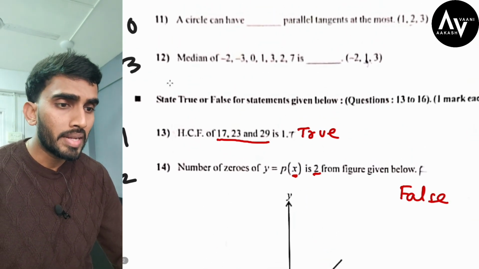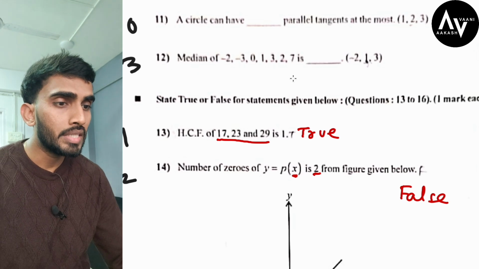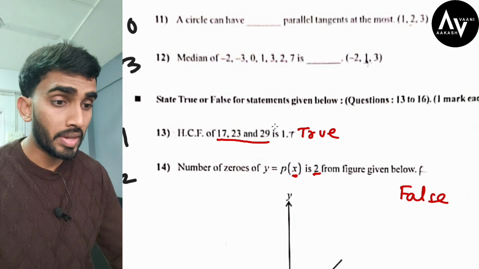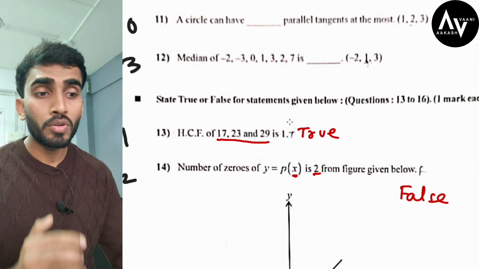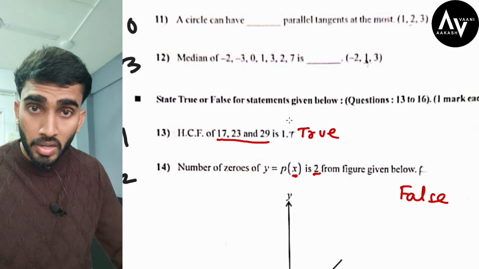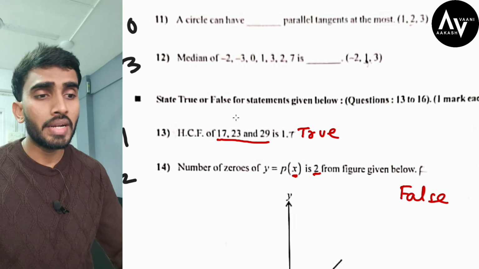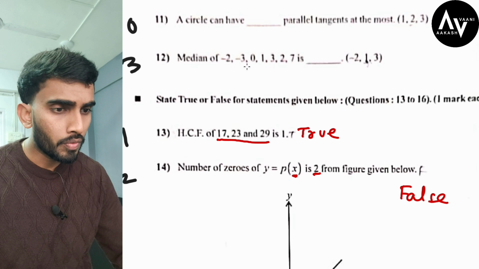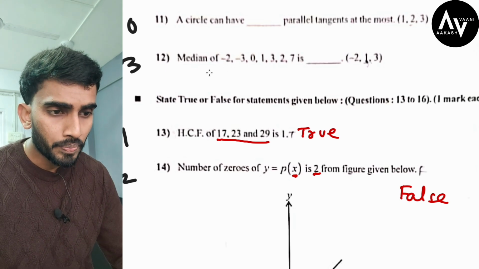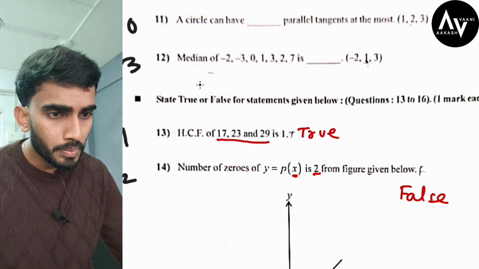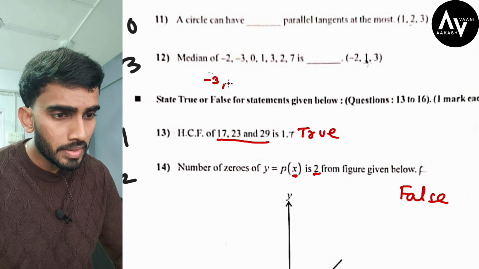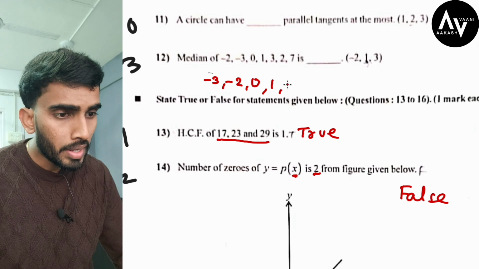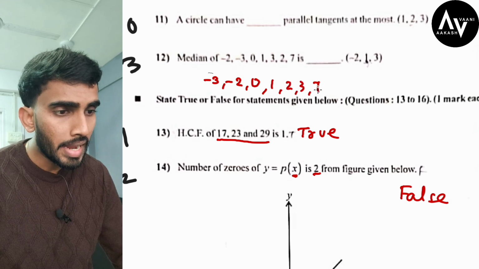Median of minus 2, minus 3, 0, 1, 3, 2, 7 is what? Here this data is raw data and we are asked the median of this. To find the median of raw data, the first thing is to arrange the data in ascending or descending order. So let us arrange this data in ascending order. First will come minus 3, then will come minus 2, then will come 0, 1, 2, 3 and 7.